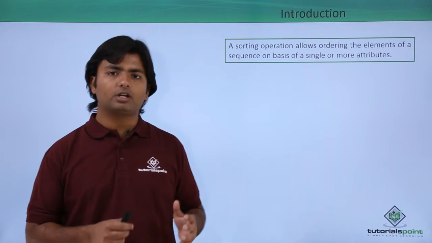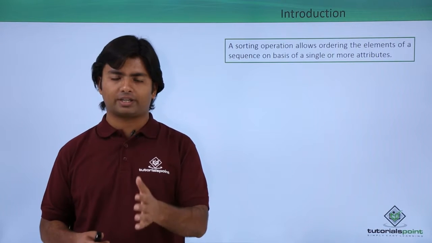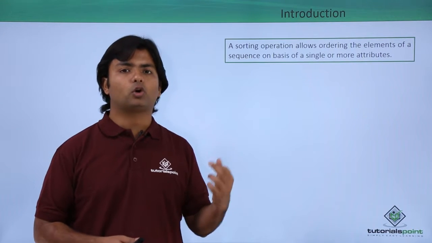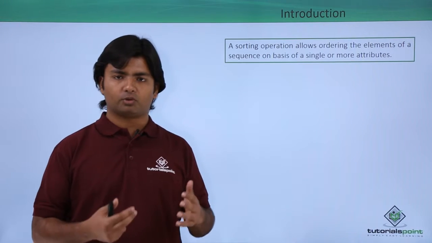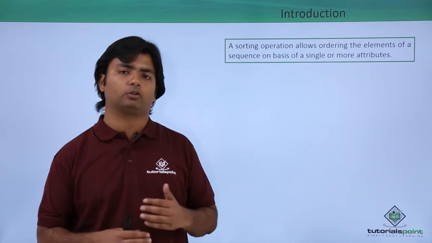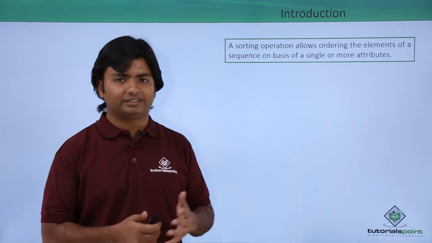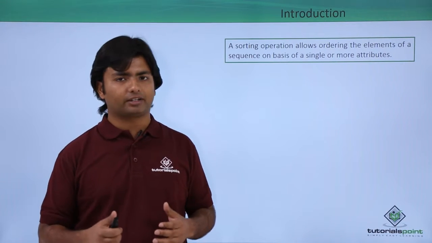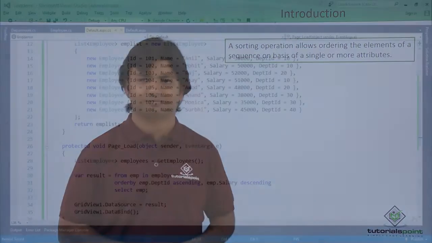So here we will cover operators such as order by, which will do the sorting in ascending order by default. Similarly, order by descending, which will do it in descending order. Then there is then by, which will take another column. If you want to sort the data on the basis of multiple fields or columns, then you can go for then by or then by descending. So let's have a practical implementation where we will cover these operators.